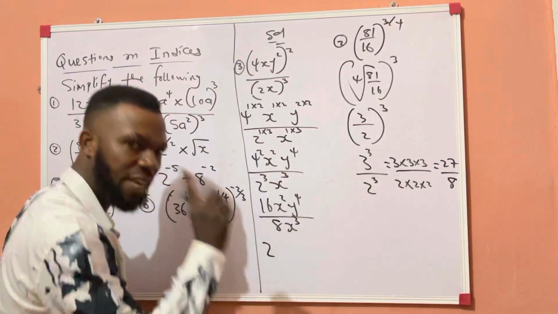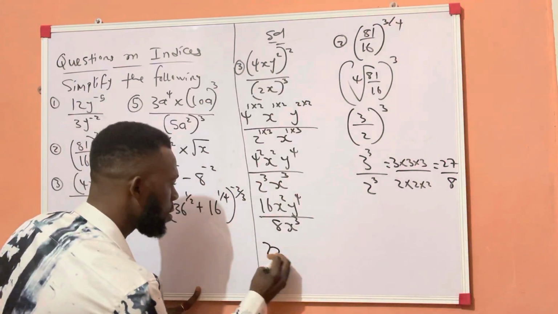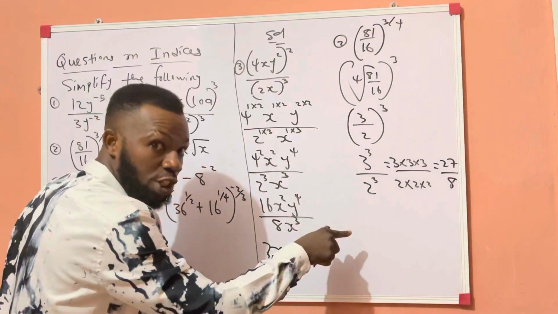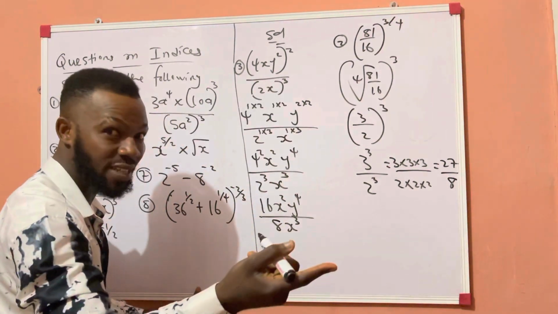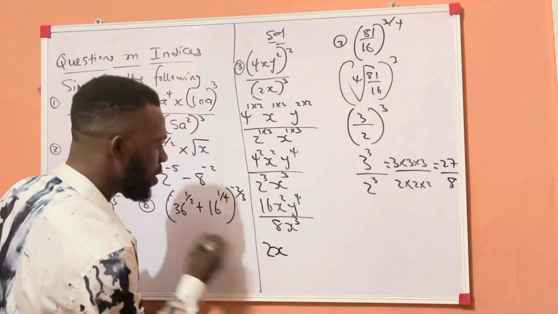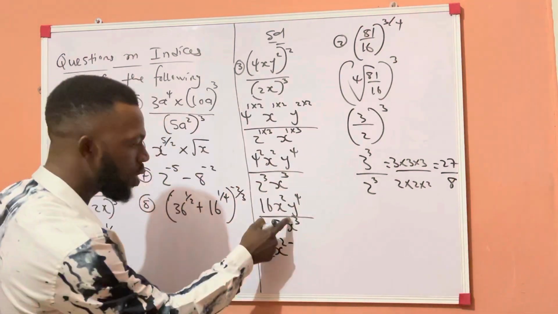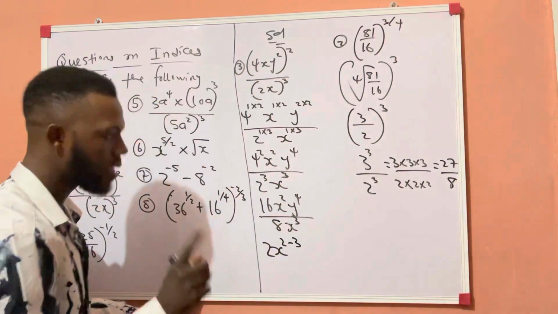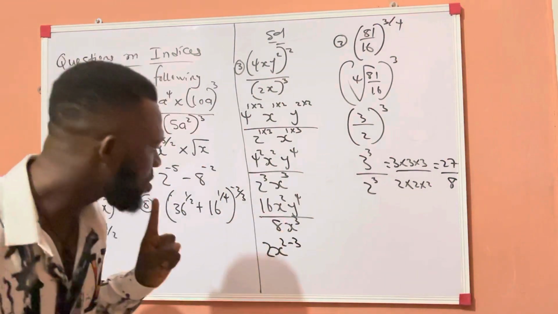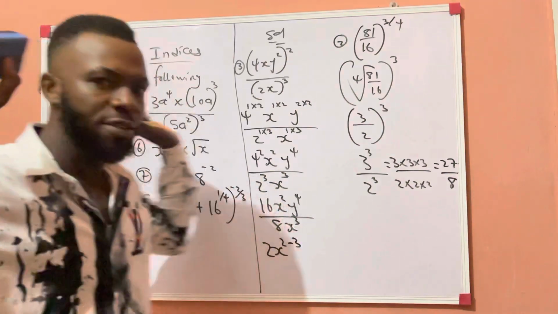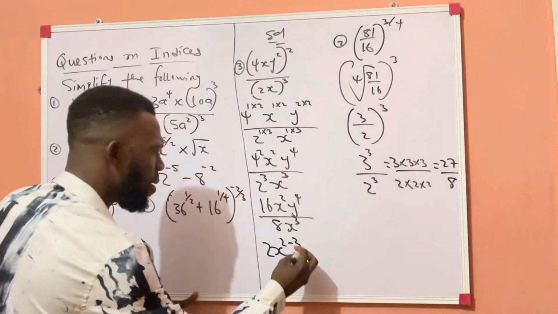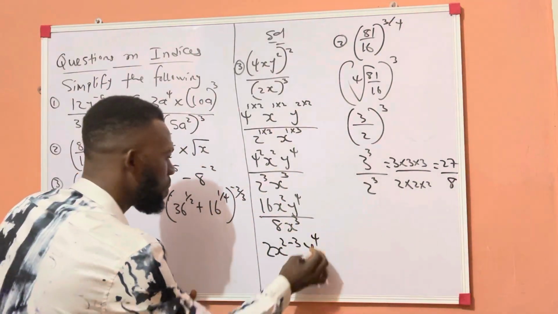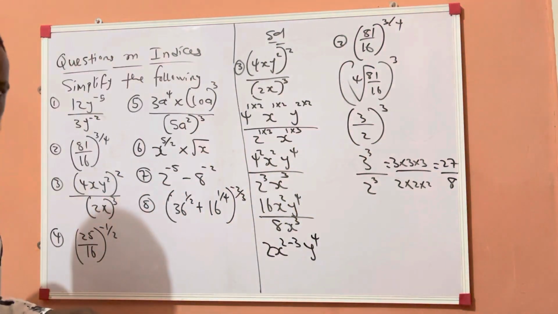What do I do? Pick one of the base x. Then because it is a division sign, what do I do to the powers? I subtract. So what is the first power of the numerator? 2 minus, what is the power of the denominator? 3. Pick one base. Now also, you will see that I have just one y. There is no y at the denominator. So I will still bring it down and say y raised to the power of 4.